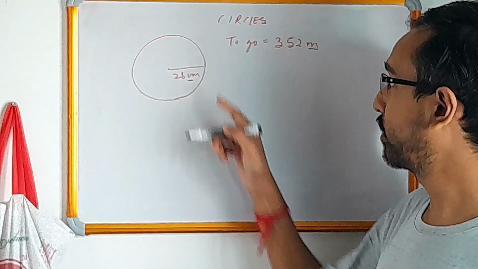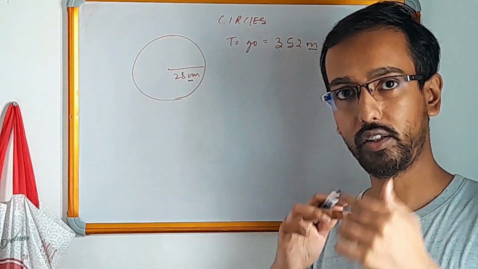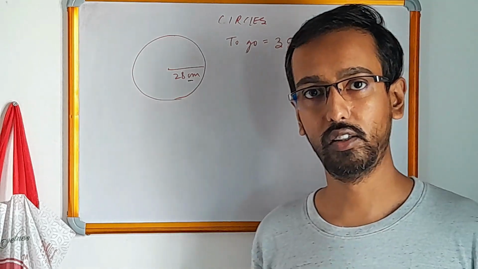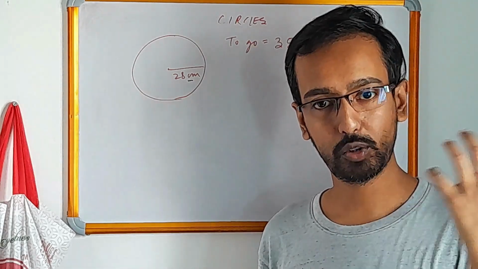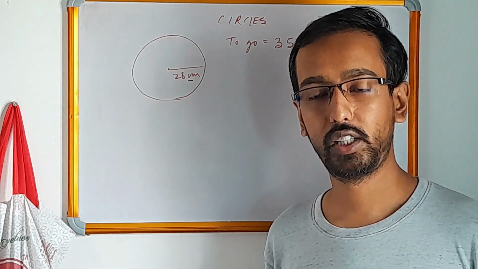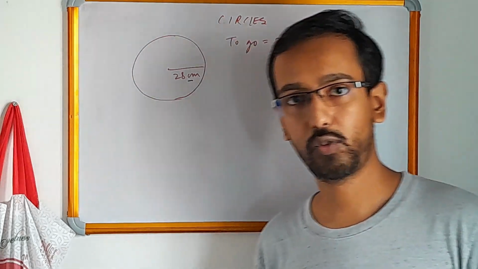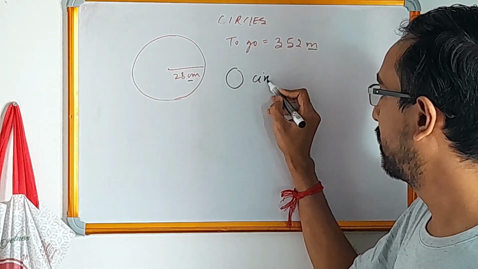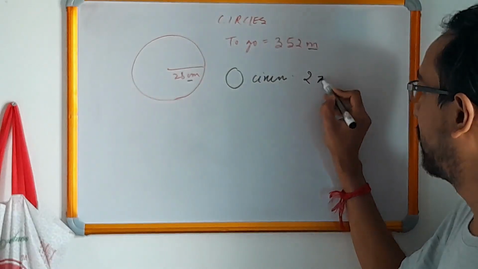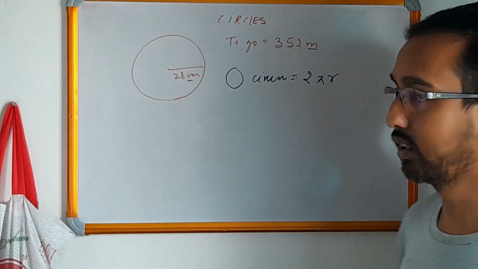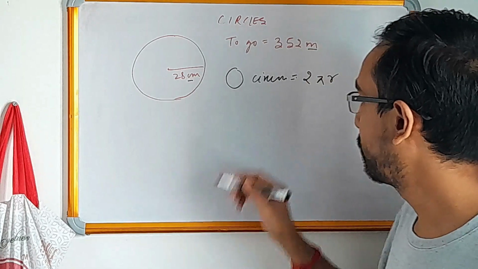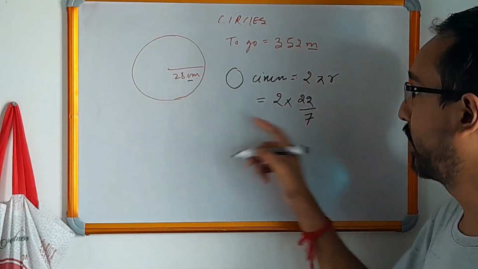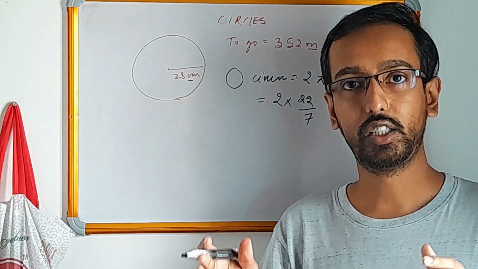We know that when a wheel completes one rotation, it covers a distance equal to the circumference of the circle. You see that the circumference of the circle is given by 2 pi r. First of all, we find our value of 2 pi r. It comes out to be 2 into 22 by 7 into the radius. You see that the radius of the circle is given as 28 centimeters.